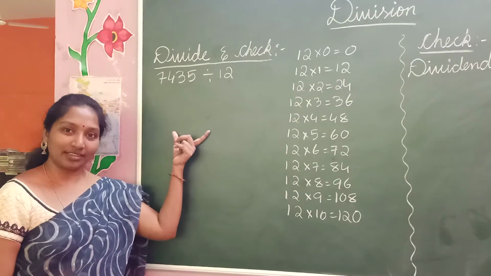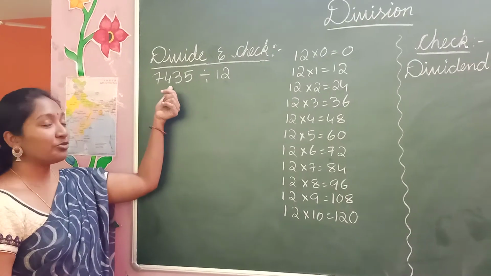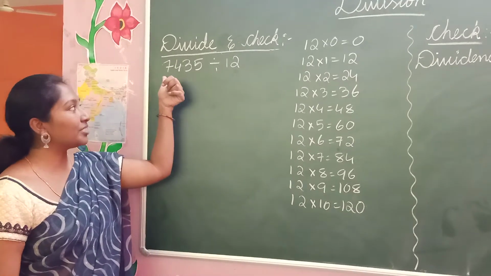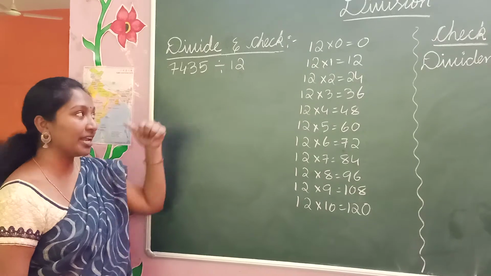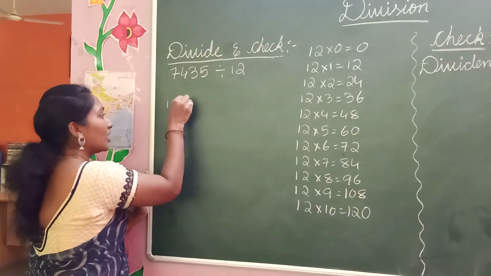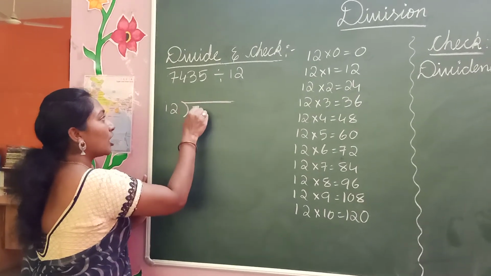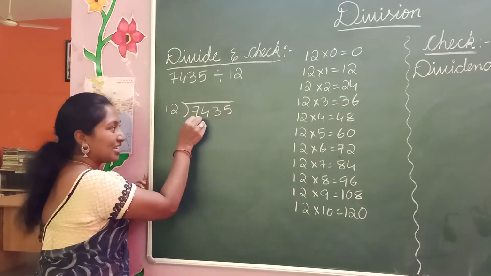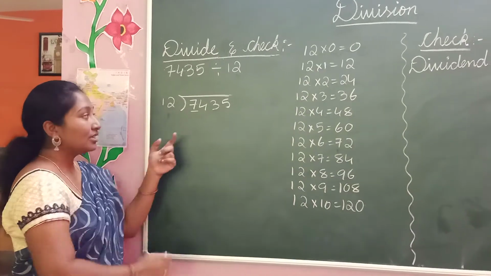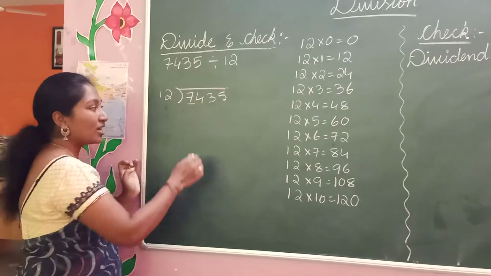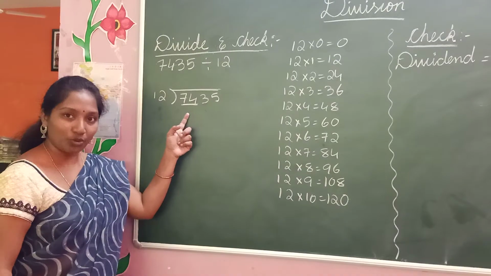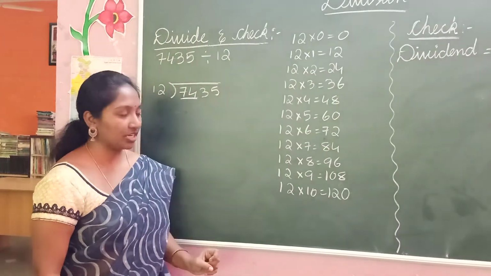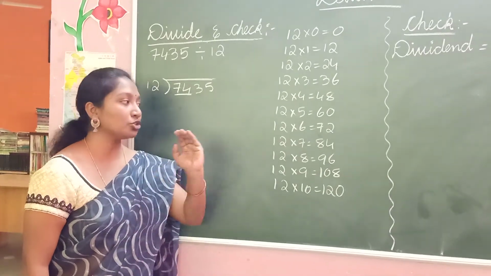Here I am giving another example. 7435 divided by 12. Here 12 is the divisor, 7435 is the dividend. First check the first digit. Here it is 7 and here you have 12. 7 is smaller than 12, so consider 2 digits, 74. See whether 74 is there or not in the 12 table. In the 12 table you don't have 74, so take the smallest and nearest number to 74.